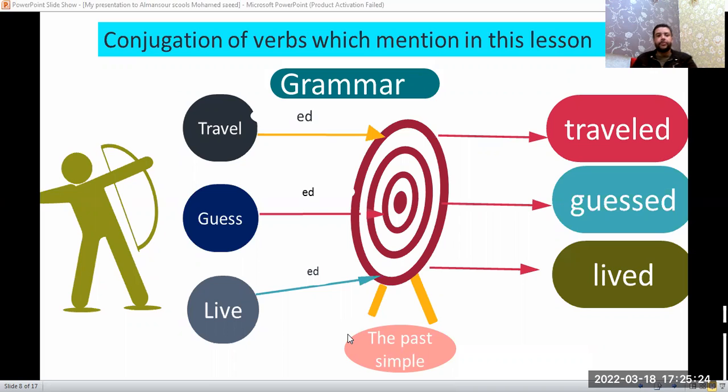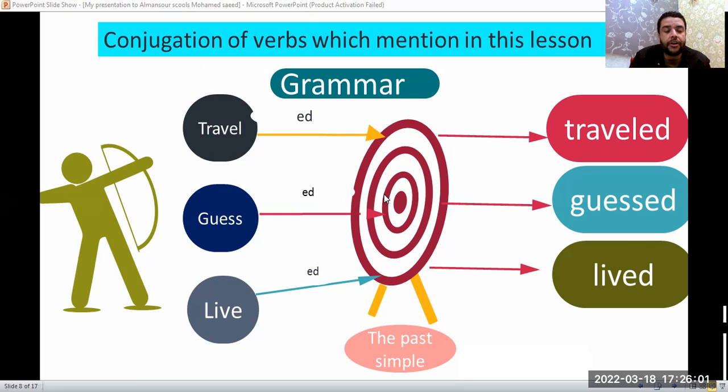How can we make the present into past simple? We add ed to the verb, like travel, put ed, traveled, and guess, add ed, guessed. Live, put ed, lived. All these verbs are in the past simple. Conjugation of verbs.